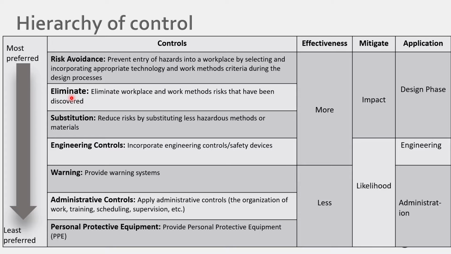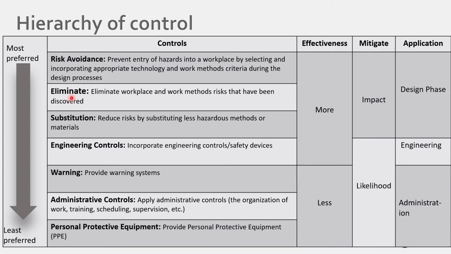We can change the work method. We can redesign our process. We can use different chemicals if the risk is from the chemical. We can change the machinery. We can change the specification of the product if the risk belongs to the product. We can change the parameters of our system in order to eliminate that risk from our workplace. So this is the second most preferred control measure.